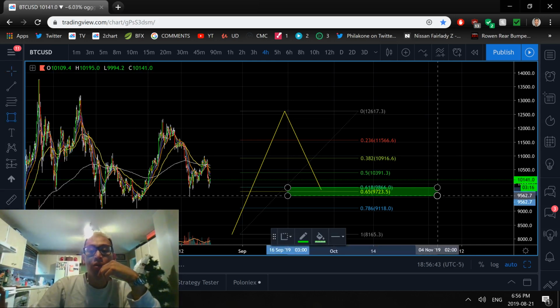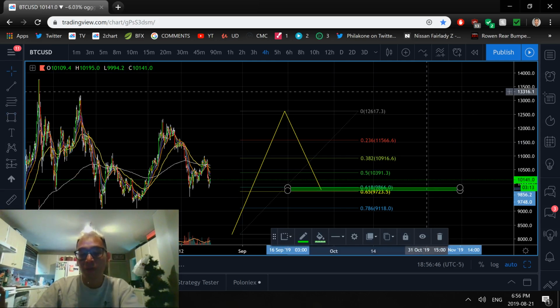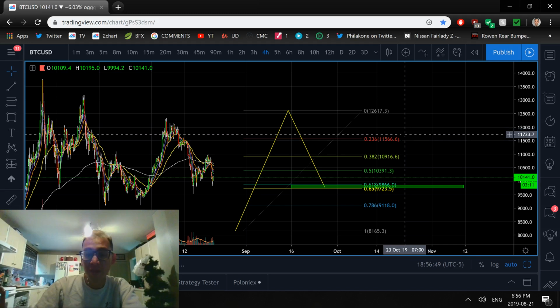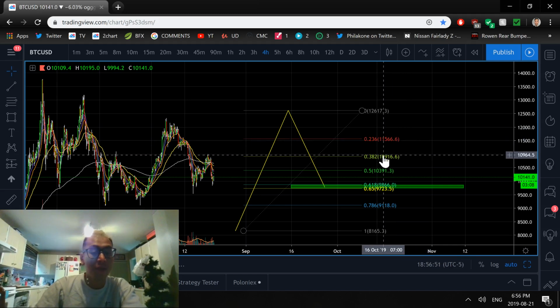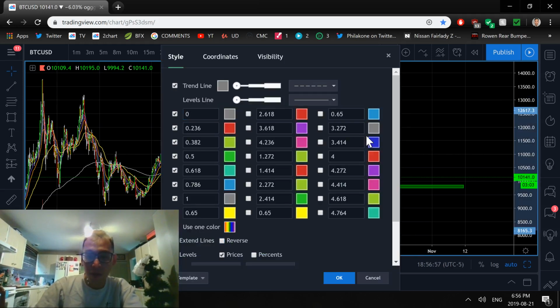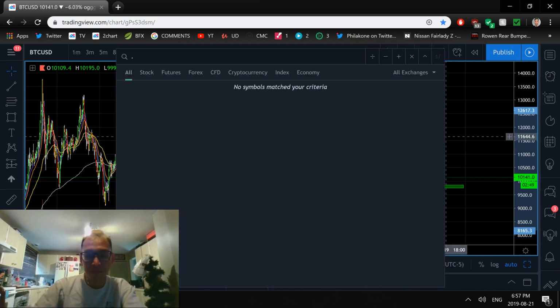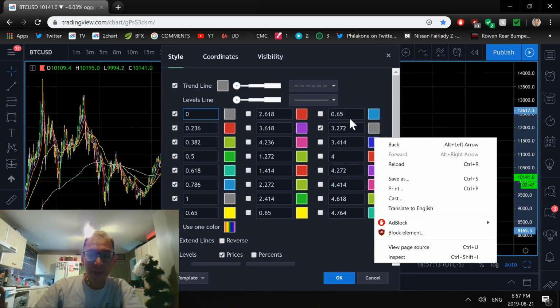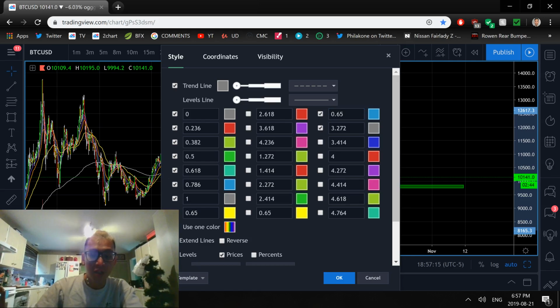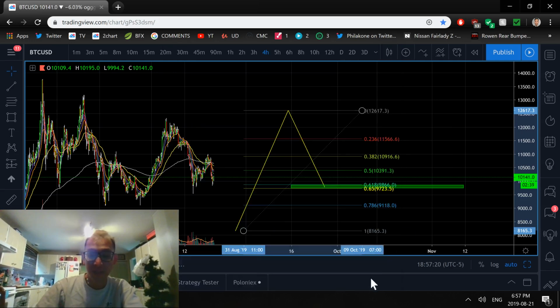So the concept is this: you want to go long at the golden ratio to the golden pocket area. If you're not familiar with what the golden pocket is, there's a 0.618 for the golden ratio, and then the 0.65 for the golden pocket. If you're not familiar with how to put it in there, randomly double click on the Fibonacci retracement here, choose any of these ones, make it 0.65, check mark it, and choose whatever color you want, usually yellow, because it's a golden pocket. It's a very significant number.